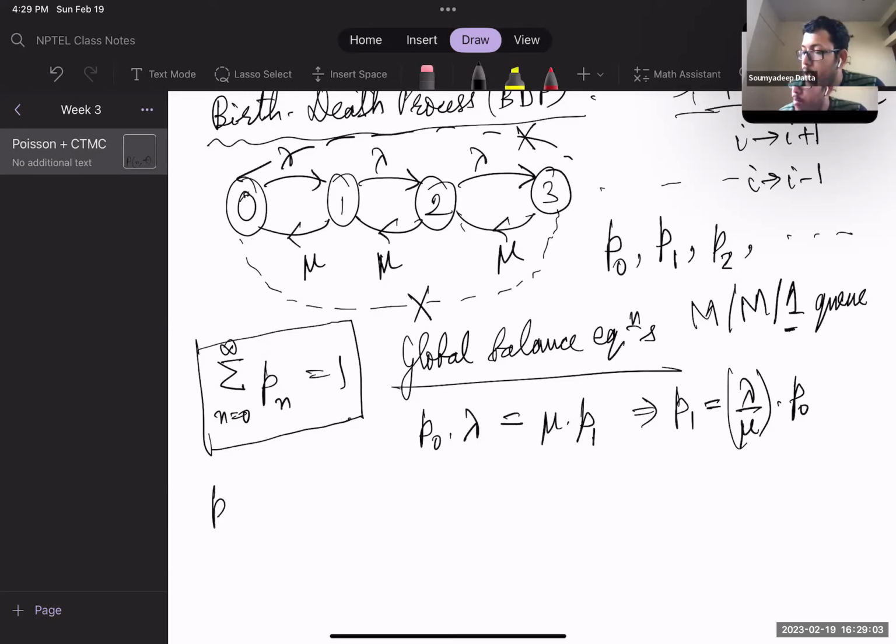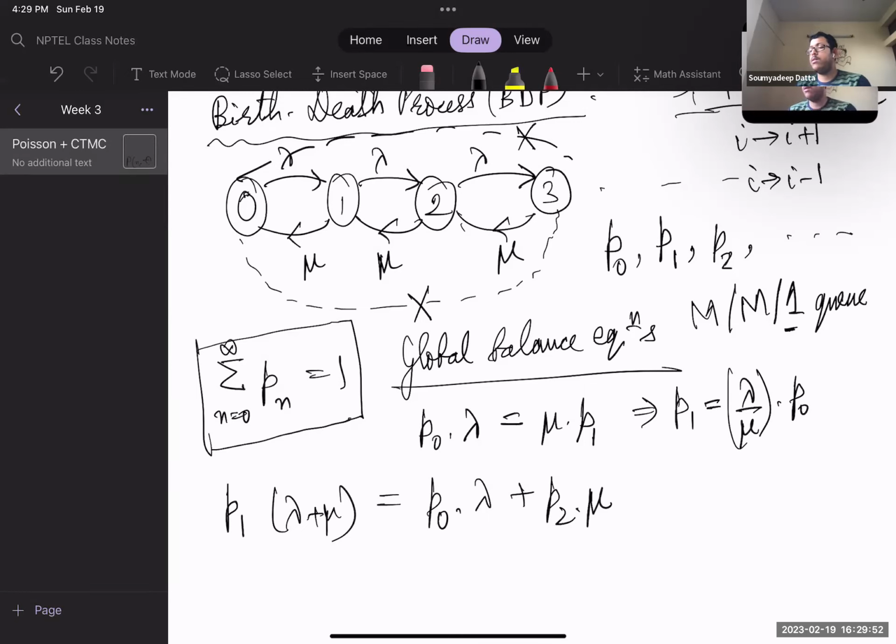And then let's see. For state 1, inflow is from either 0 or 2. Oh, sorry, let's write the outflow first. Outflow is either into 2 or into 0. So both are from 1. So P1 times the outflow, that is lambda plus mu, has to be equal to the inflow, which is from 0 and 2. So P0 times lambda plus P2 times mu. So this is another equation that we have.